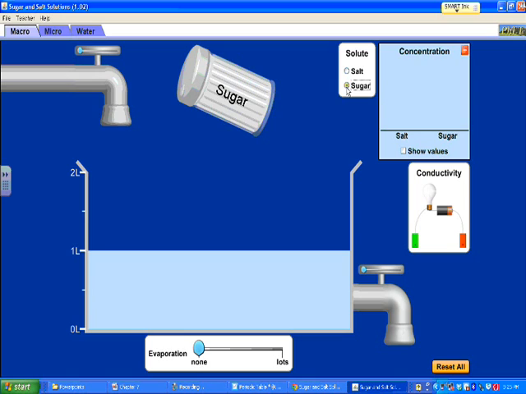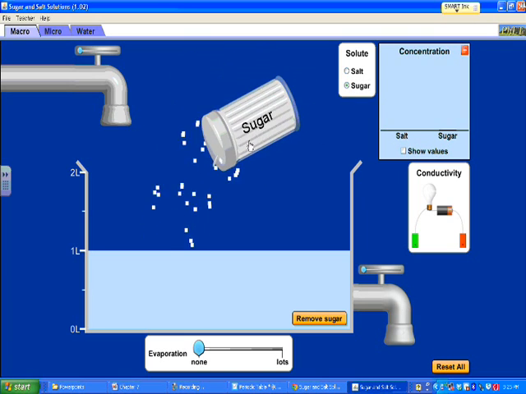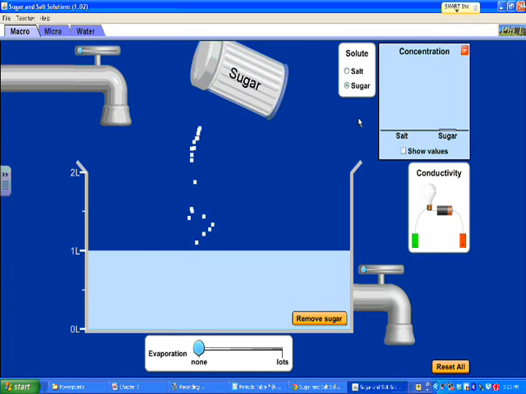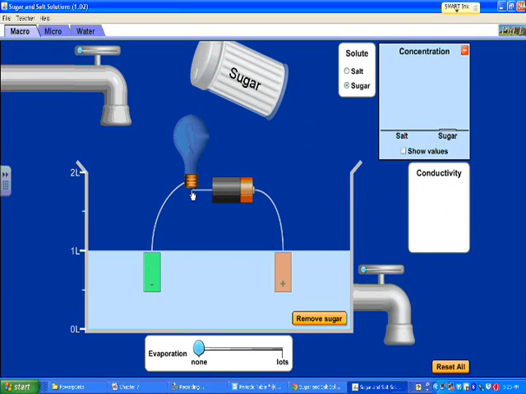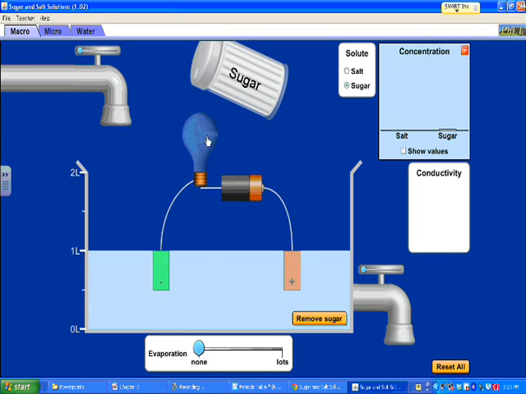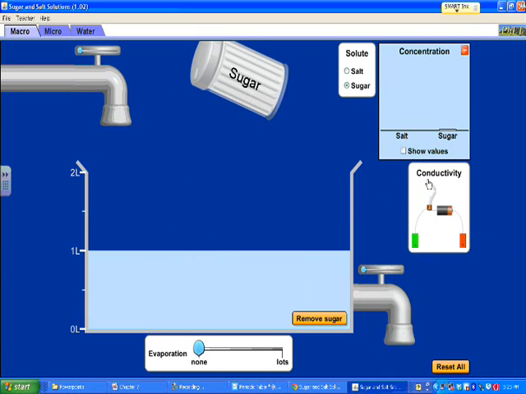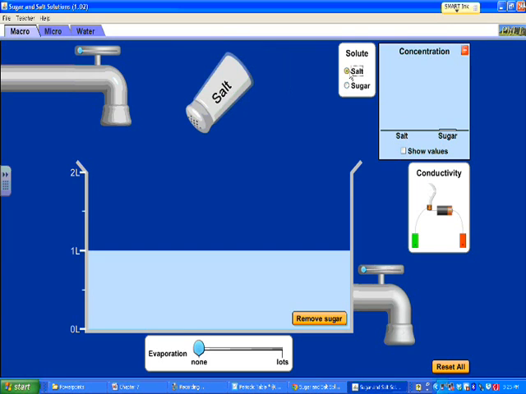I'm going to reset everything and change it to sugar. Sugar is made up of carbon, hydrogen, and oxygen, which are all nonmetals, so they're covalent bonds. When I put sugar into the water and pull my conductivity meter to the water, as you can see, the light bulb does not light up. So that tells us that covalent bonds cannot conduct electricity, but ionic bonds, once dissolved in solution, can.